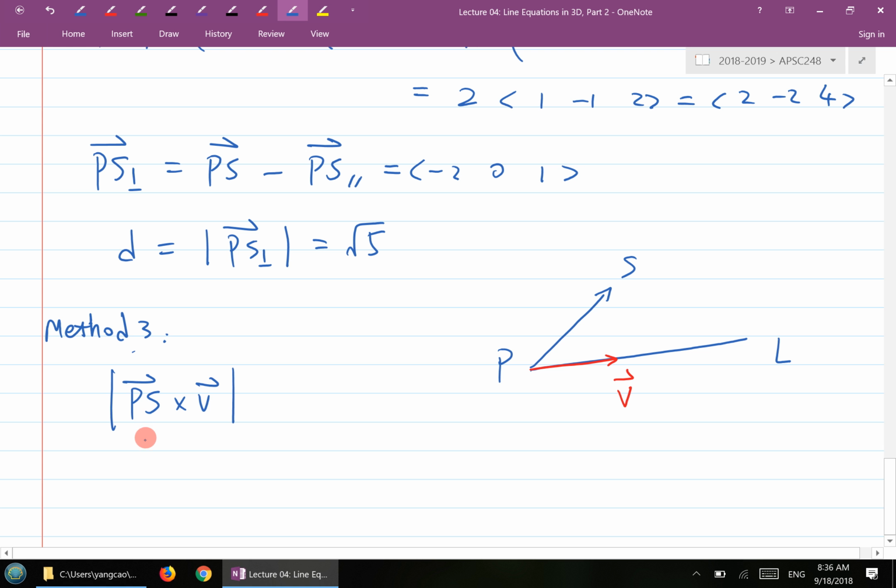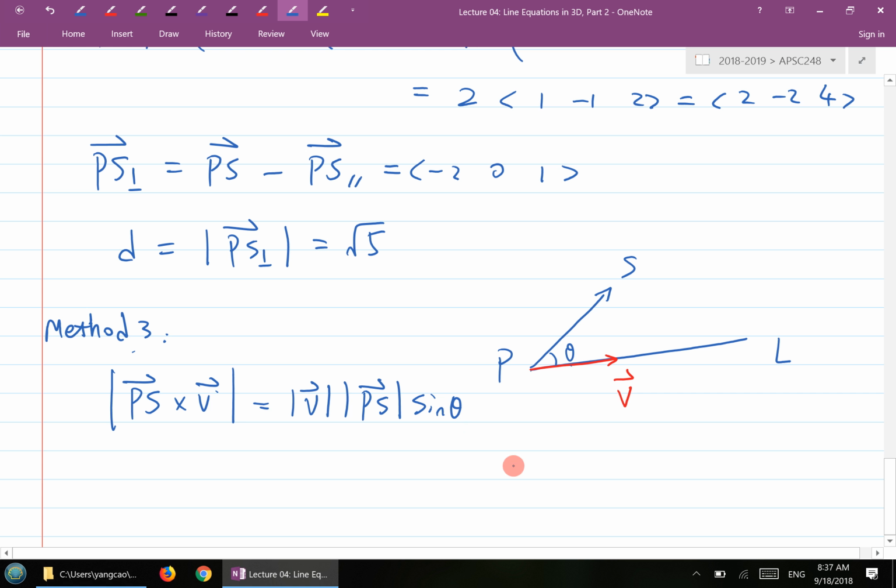Because I have PS and I have V here, and I know what the PS cross V formula is, because this is the length. When I do the calculation, the formula says the length of this cross product is the norm of V and the norm of PS, times the sine theta, right? Theta is the angle between the two vectors. Just write this formula down. Right now it doesn't mean anything, but it's a formula based on the given condition.